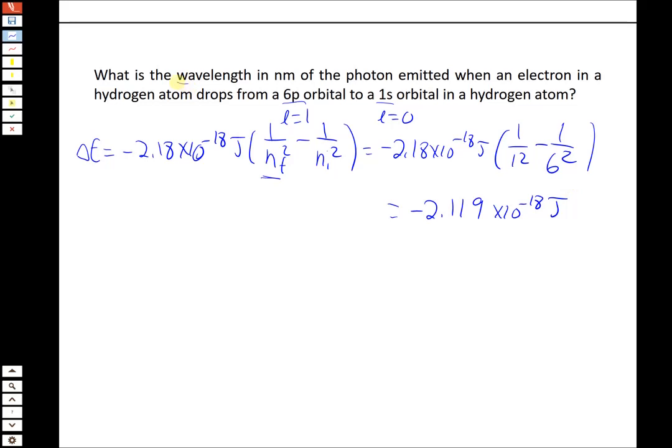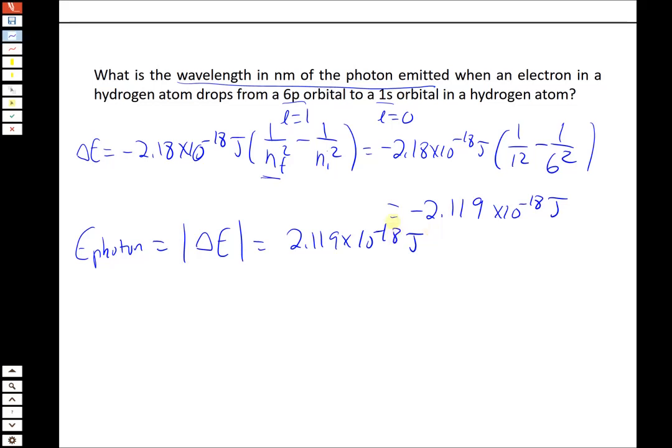What we're looking for is the wavelength of the photon emitted. So whenever delta E is negative, we're emitting a photon, and the energy of the emitted photon is just the absolute value of the delta E for the electron transition, which will just be the positive of that number, 2.119 times 10 to the minus 18 joules. I keep getting the exponents wrong, my bad.